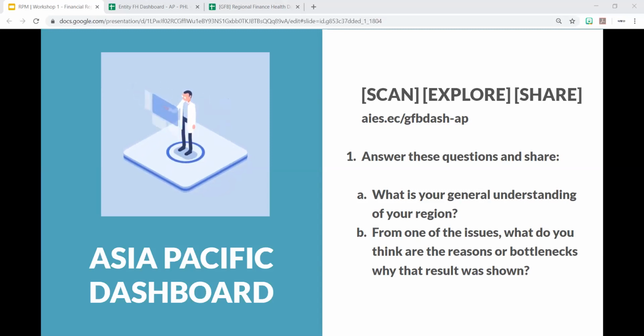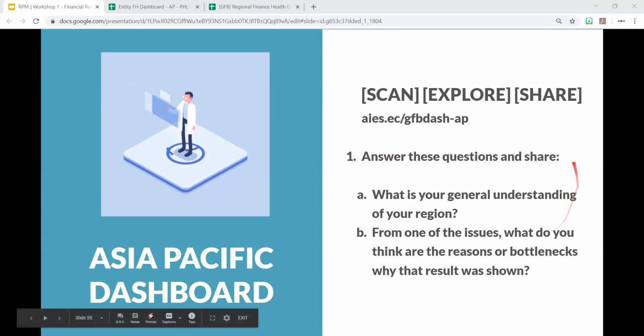All right, so it's already been 4 minutes. If anyone has answers to the questions that I'm showing on the screen share, please volunteer to answer. The questions are: what is your general understanding of your region? And the second one is, from one of the issues, what do you think are the reasons or bottlenecks why that result was shown?